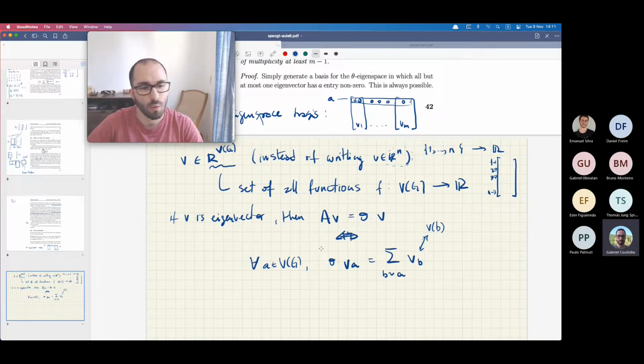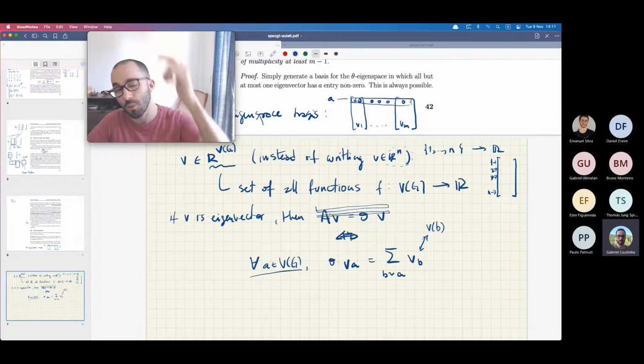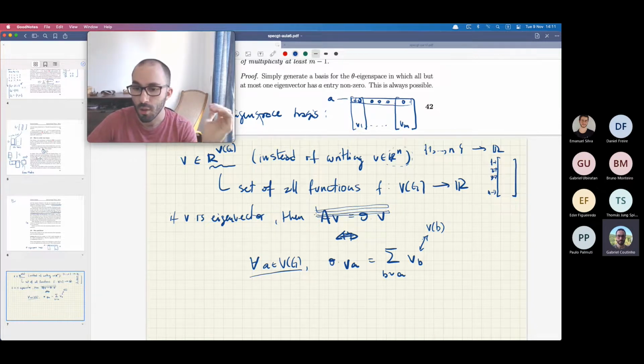And now, what is happening here? Well, for all A, I'm simply examining each row of this equation. So each row means that I am taking theta times v_A on the left, and on the right, I have A times v, which is exactly picking the row that corresponds to A, which has ones only on the neighbors of A, and taking the inner product of that row with the vector v. So I'm summing the entries of v which correspond to the neighbors of A, which is exactly what we have here.